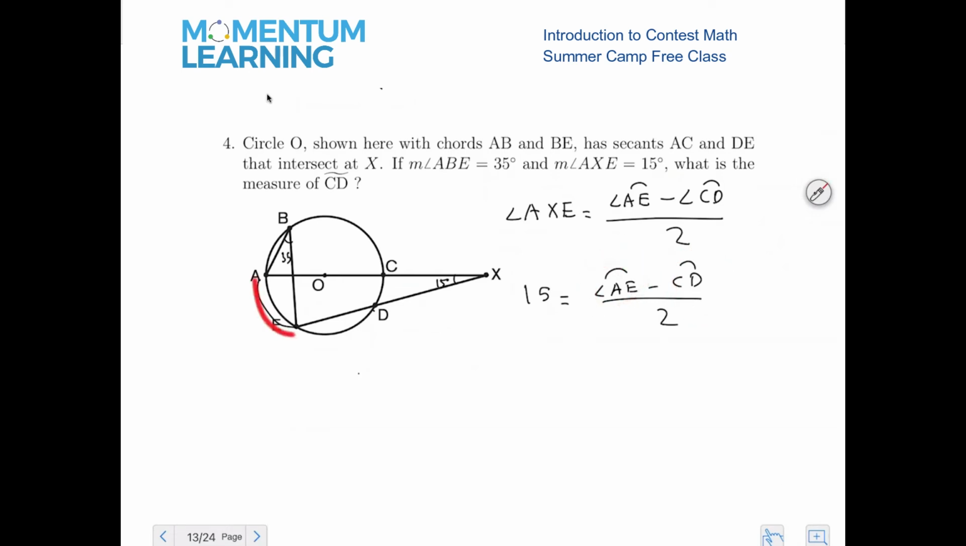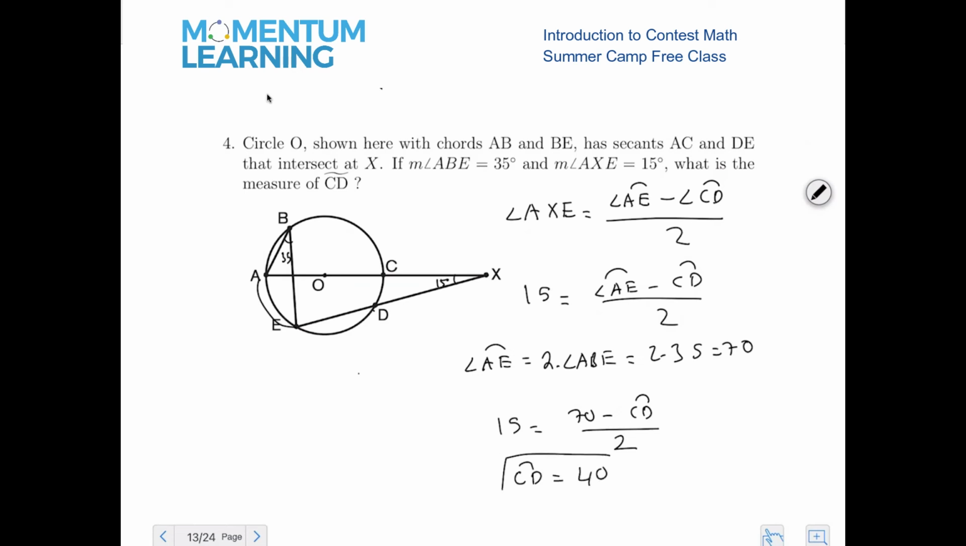Now, AE is across from the angle we just used, but it is also across from the angle ABE. And we know that ABE is an inscribed angle. Therefore, arc AE is 2 times angle ABE, which is 2 times 35, which is 70. So we get that 15 is equal to 70 minus CD, over 2. So we know that CD is going to be equal to 40.